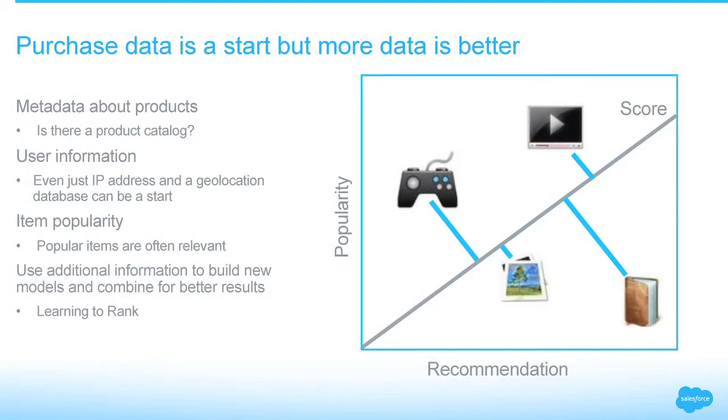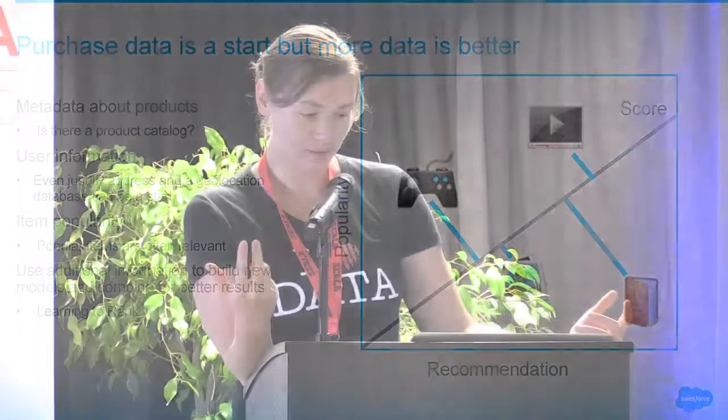Beyond the purchase data, which is of course what I've just spent this whole time talking about, you may want to incorporate other kinds of information in your model. If you have metadata, we do want to incorporate it. The purchase data is a starting point. For companies that have additional data, we want to make our models better, so bring it in. There are things like product catalogs, so information about the items, and information about the users. You can do a lot with even just an IP address and a geo lookup. Item popularity can be a huge thing to incorporate into the model.